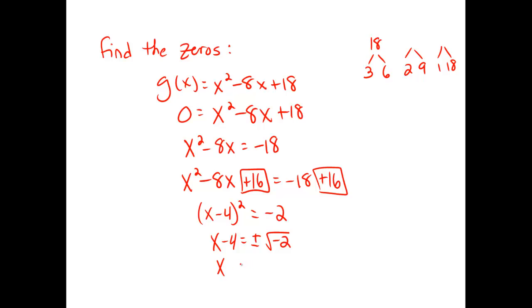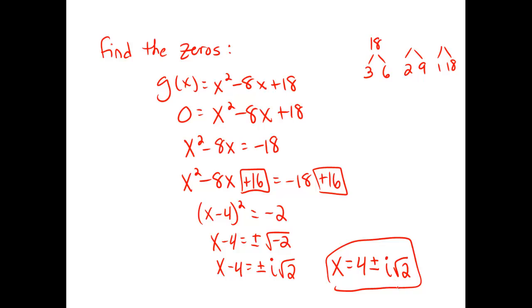Alright, so we have x minus 4 equals plus or minus. We can take the i out. The 2 is going to stay underneath. And our last step, x equals 4 plus or minus i root 2.